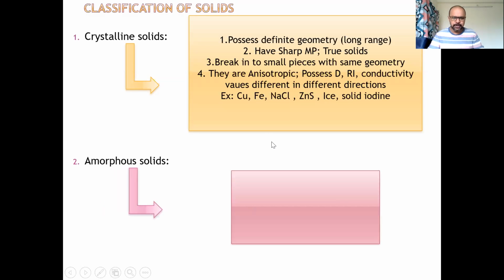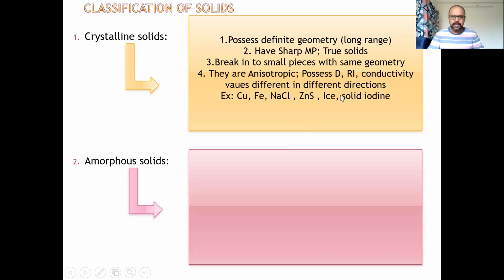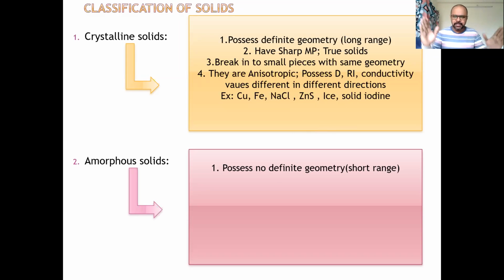We'll take up amorphous solids now. Obviously, under each point there is a difference, and we'll take them up one by one. Amorphous solids possess no definite geometry, and if at all some arrangement is there over a small region, the arrangement will be specific. That's why it is called short range geometry. The same geometry is not extended throughout. The very next neighborhood will have a different geometry.